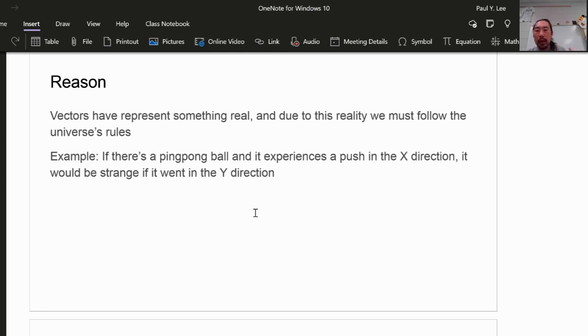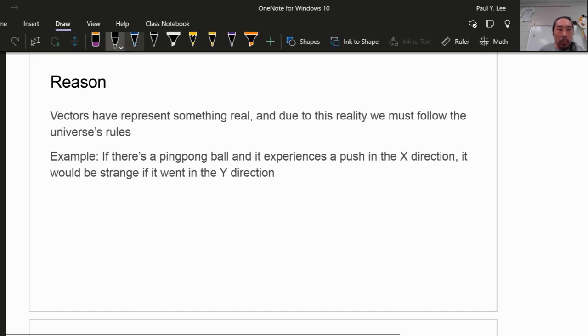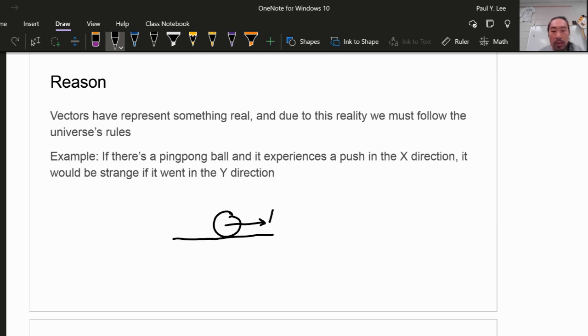Okay, so the reason why we can only add x's and the y's together is because vectors have a physical meaning, right? It represents something real to us. And so because of this, we have to follow the rules of reality. And those rules of reality denote what we're allowed to do. So for example, let's say you have a ping pong ball, right? I'll just draw a quick ping pong ball here. And let's say we push it in this direction, right? So this vector will be the push.